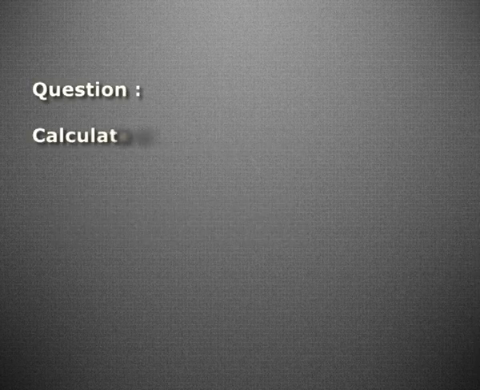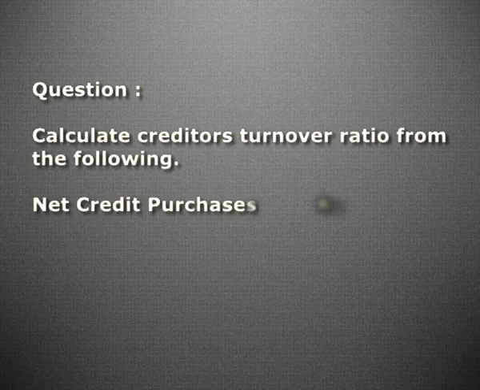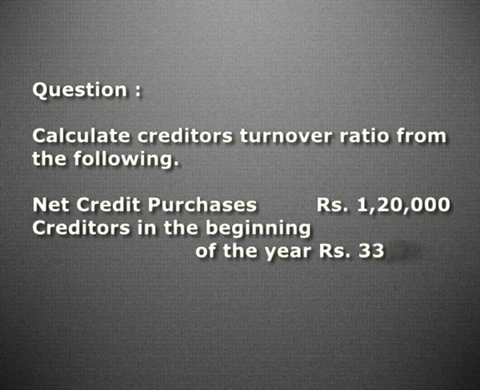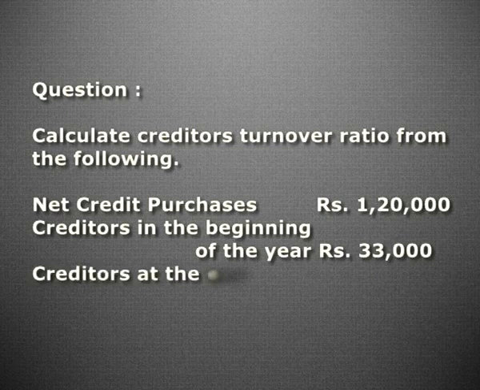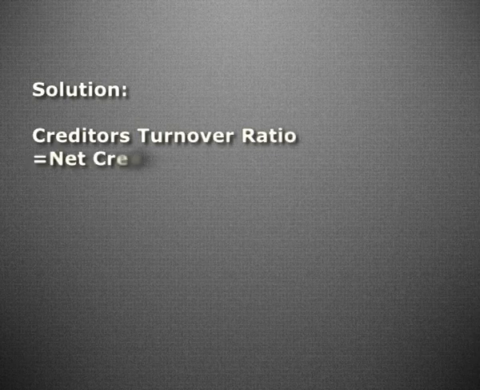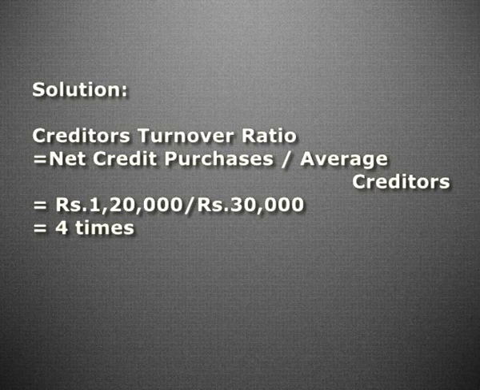Question. Calculate creditors turnover ratio from the following. Net credit purchases rupees 1,20,000. Creditors in the beginning of the year rupees 33,000. Creditors at the end of the year rupees 27,000. Solution. Creditors turnover ratio is equal to net credit purchases divided by average creditors, which is equal to rupees 1,20,000 divided by rupees 30,000, which is equal to 4 times.